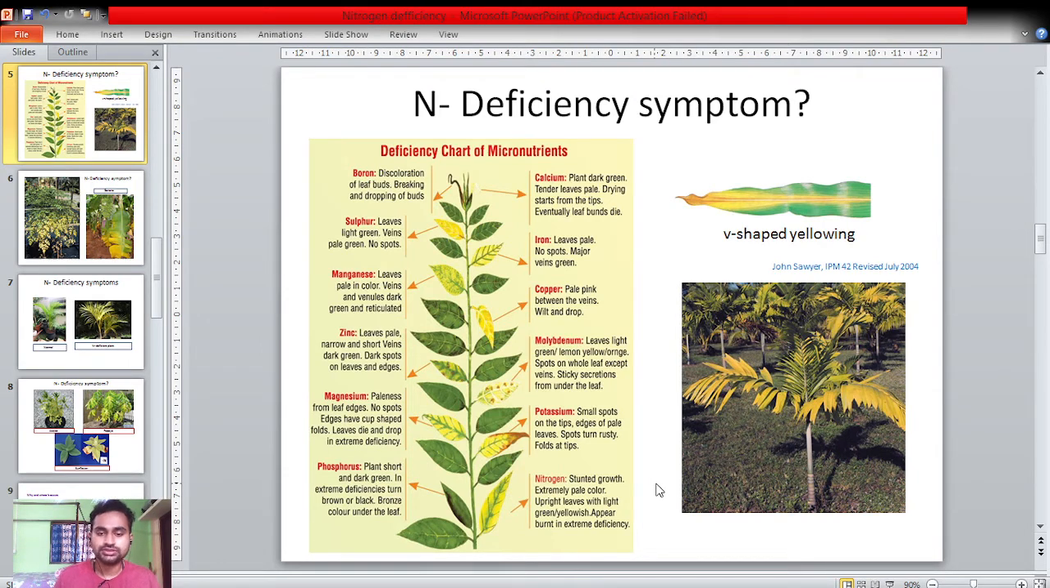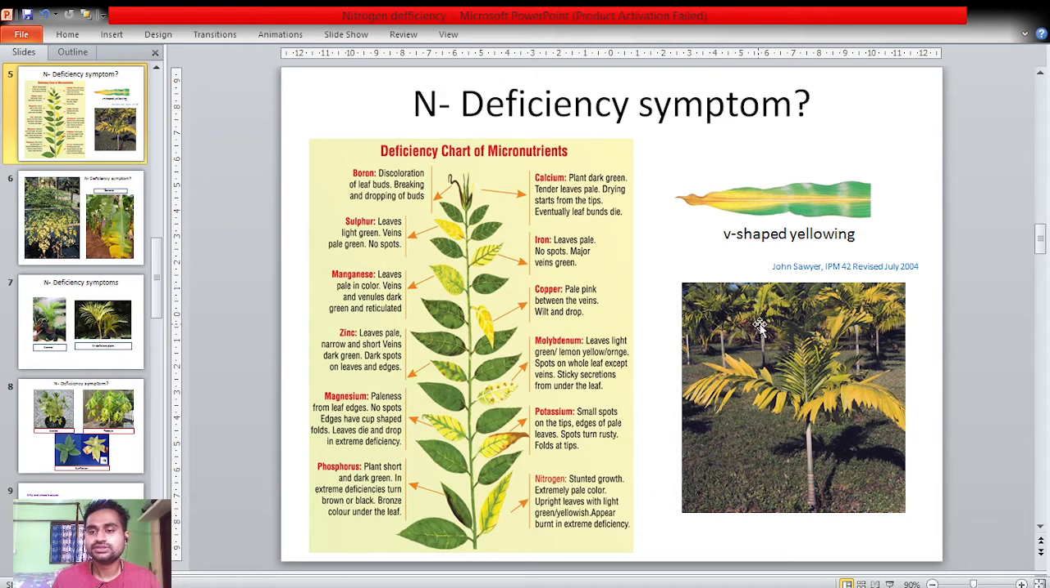This is because when there is less nitrogen, since it is a mobile element, it can easily go to the top of the plant. So when it goes to the top of the plant, there is less nitrogen for the lower part of the plant, and in this condition the lower leaves show deficiency symptoms.